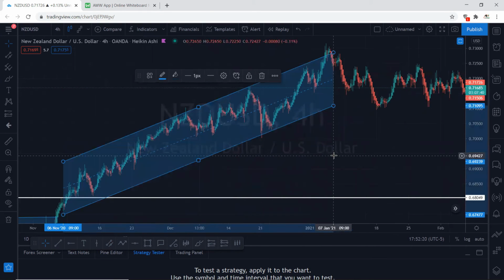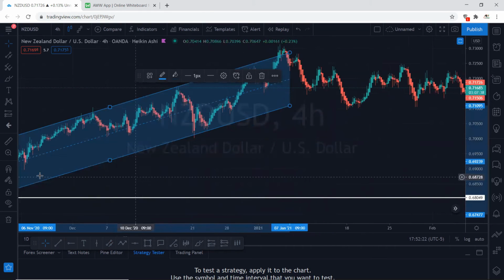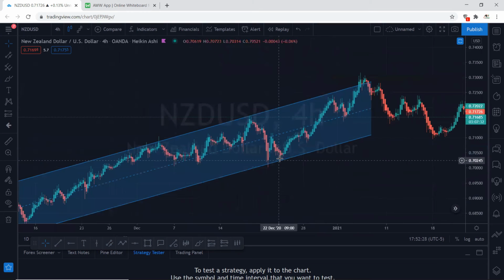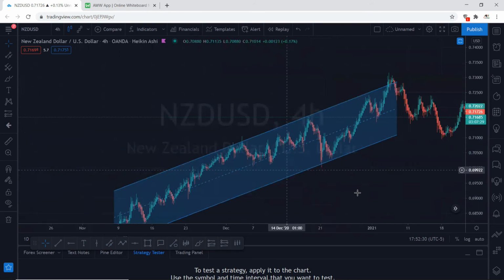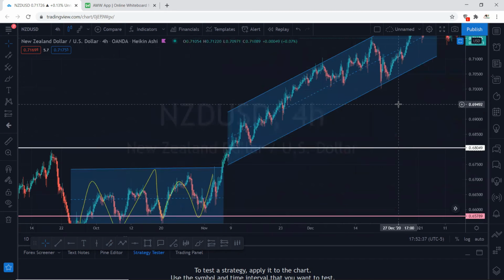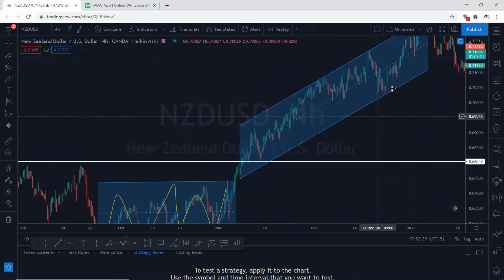All right, so let me wear this up, right? When it came to the bottom of the channel, right, Elder? What do you see happening again? A doji, right? Yes. Doji, indecisiveness, upwards, right?